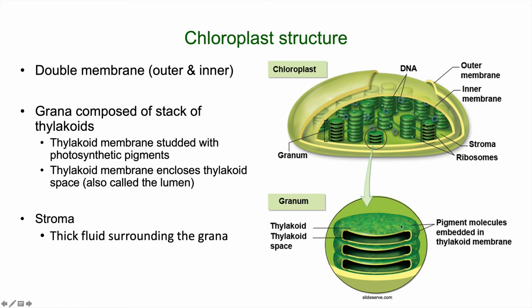Okay, and if we blow this up, what we see is in the thylakoid membrane, this is where the pigment molecules are found. And that's where part of photosynthesis is going to start. And then out here in the stroma is where the second part of photosynthesis is going to occur.